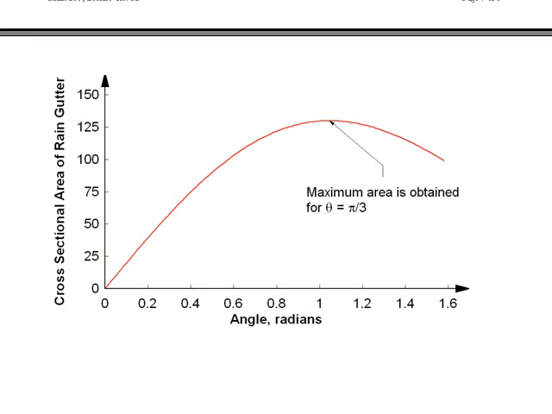So here's a cross-sectional area of the gutter. Here's a curve for it. Actually, it's a nice smooth curve. The maximum when the angle is pi over 3.